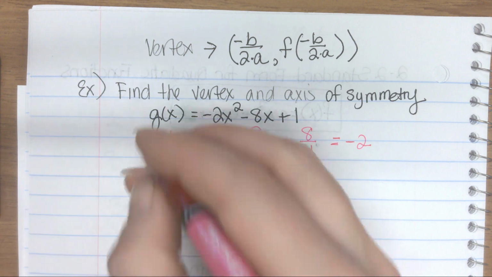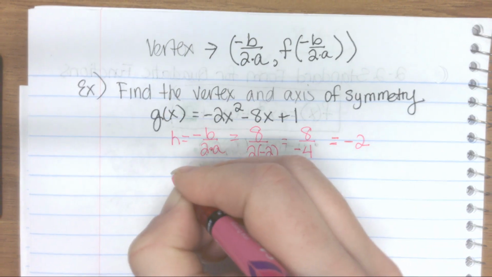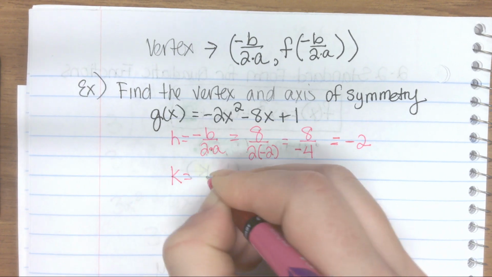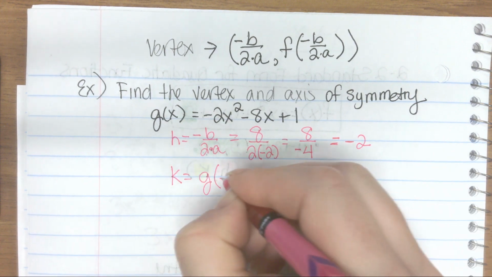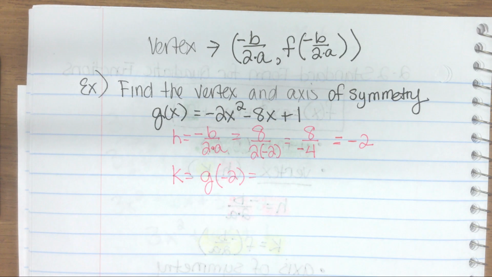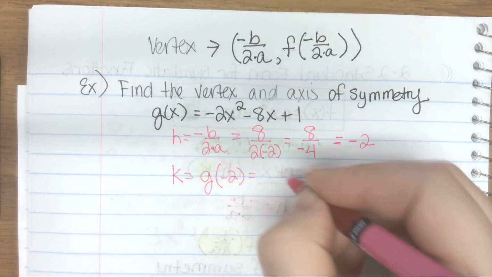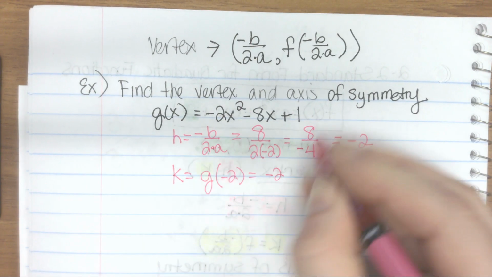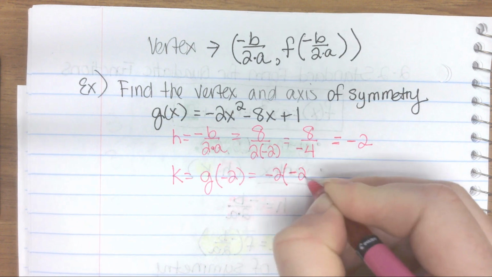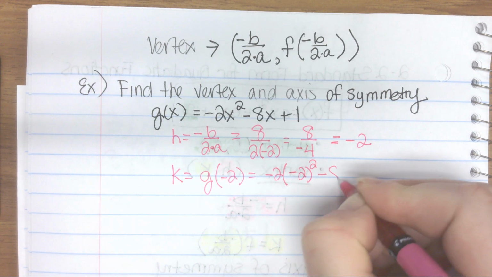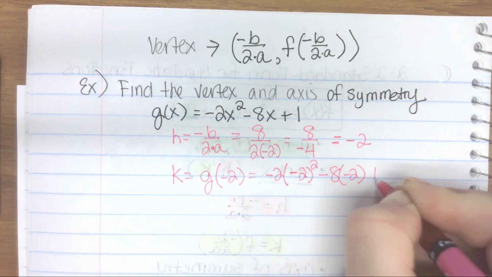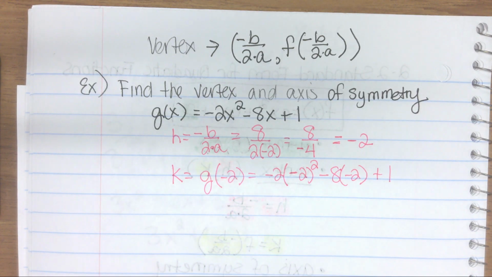All right, let's find the y coordinate. We're going to do g of negative 2. So we have a lot of thinking going on here because we have a negative 2, and then put this in parentheses, negative 2 squared minus 8 times negative 2 plus 1. Now, in a perfect world, we would all do this 100% correctly in our head. This is not a perfect world.